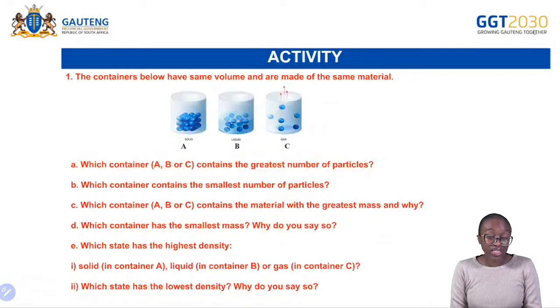E is divided into two parts. Which state has the highest density? Is it solid in container A, liquid in container B, or gas in container C? Or which state has the lowest density and why do you say so? Take 5 minutes to answer these questions. Then after 5 minutes, we will do the corrections together. See you after 5 minutes.